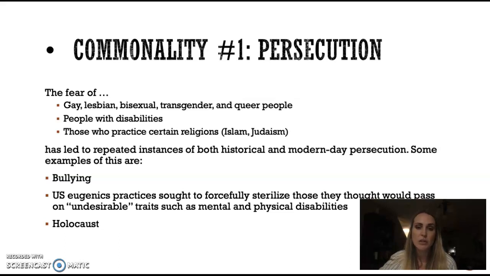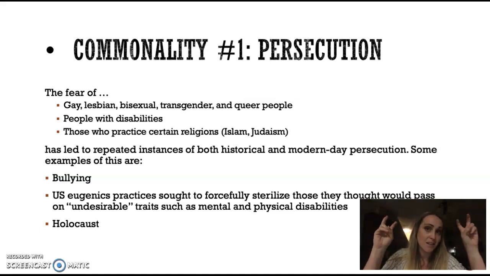A more historical example of persecution of those with disabilities is the U.S. eugenics practices of the turn of the century, early 1900s, in which the eugenics movement sought to forcefully sterilize those that they didn't want to pass on what they thought of as undesirable traits. And so a lot of these people were sterilized against their will. And then, of course, an example of persecution against religion would be the Holocaust.